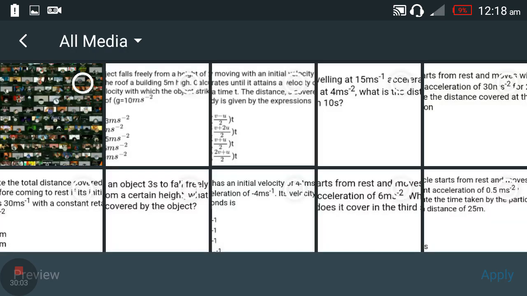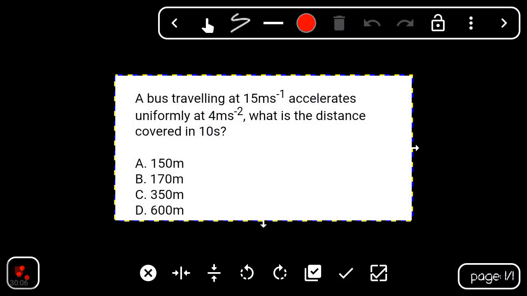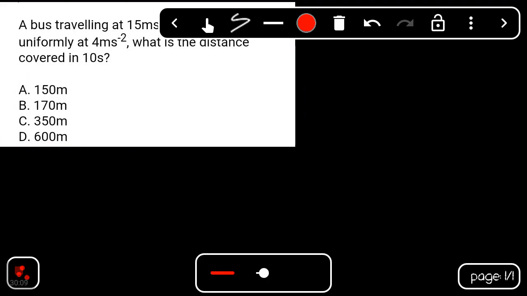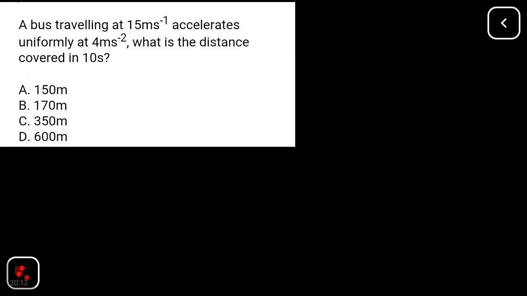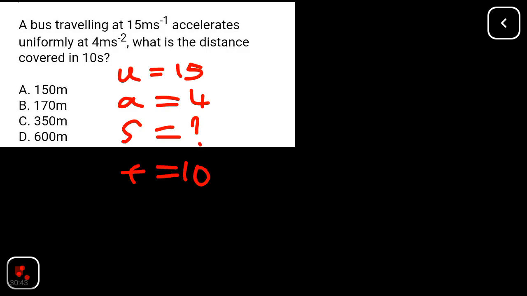So now let's go to the next question. Here you have a bus traveling at 15, so that's the initial velocity. It accelerates at 4 meters per second squared. What is the distance covered in 10 seconds? So now we are asked for the distance covered in a time of 10 seconds.